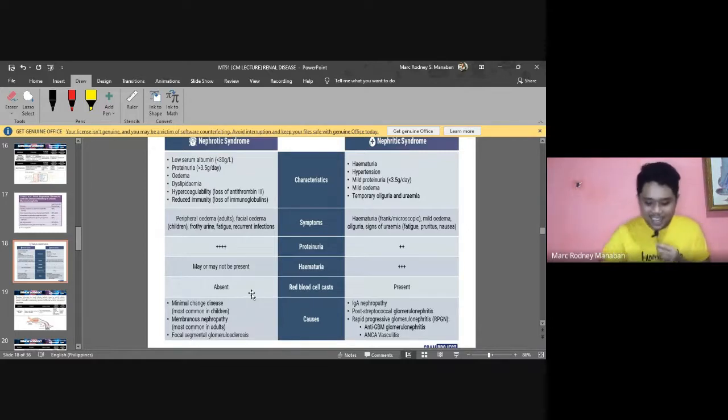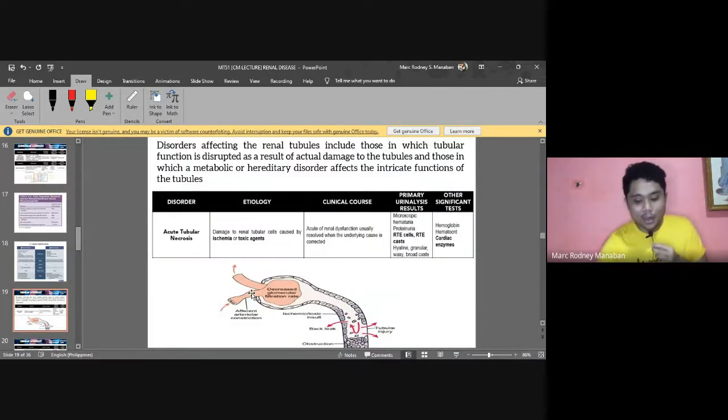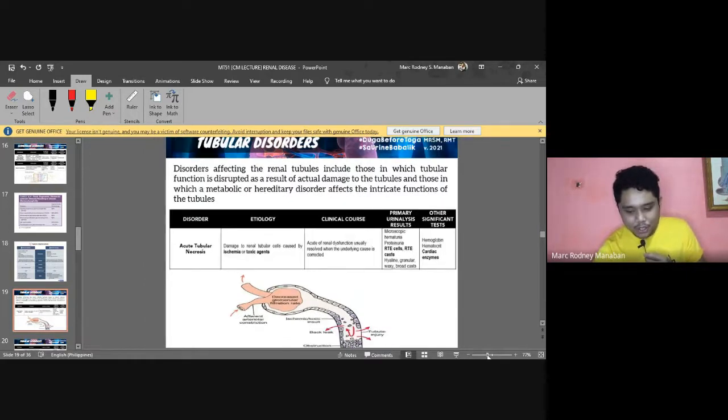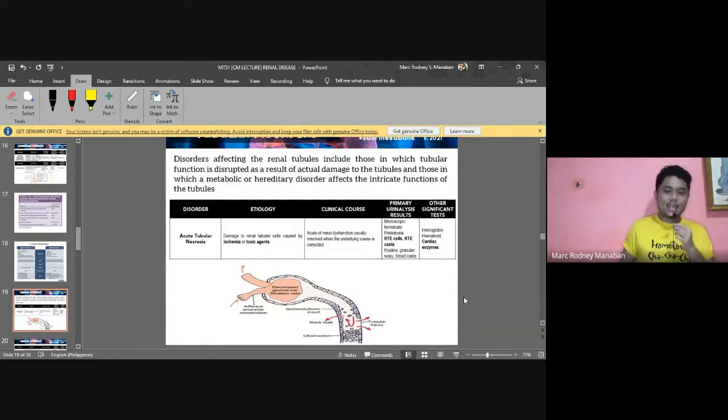Now we go to the next group, of course, the tubular disorders. As the name implies, these are the disorders that affect the renal tubules, all right? So therefore, there could be a problem in absorption. The function of the tubules is disrupted as a result of actual damage from toxic agents, or there could be a metabolic or hereditary disorder that affects the intricate functions of your tubules, such as reabsorption or secretion.